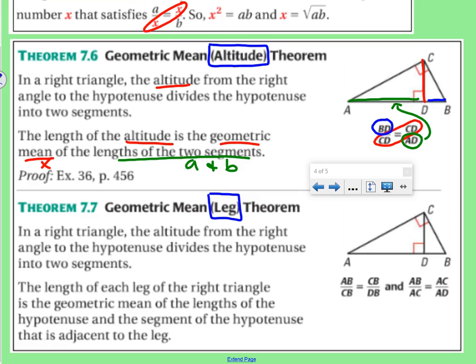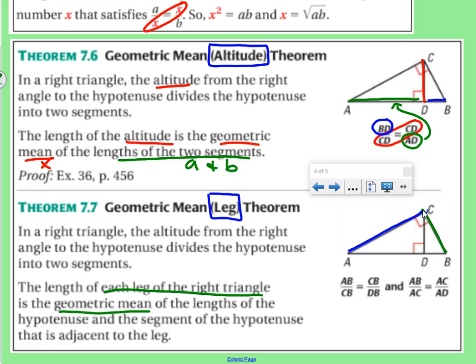In this theorem, in a right triangle, the altitude from the right angle to the hypotenuse divides the hypotenuse into two segments. Again, we're working with those two segments. However, this time you're not given the length of the altitude. The length of each leg of the right triangle. So AC would be a leg, and CB would be a leg. Each leg of the right triangle is the geometric mean.